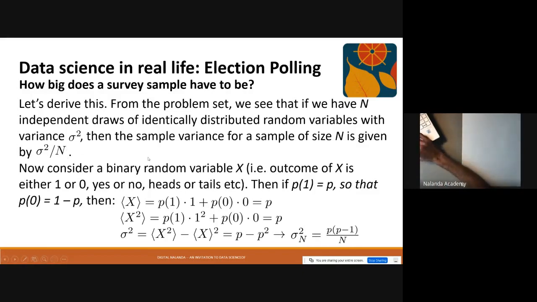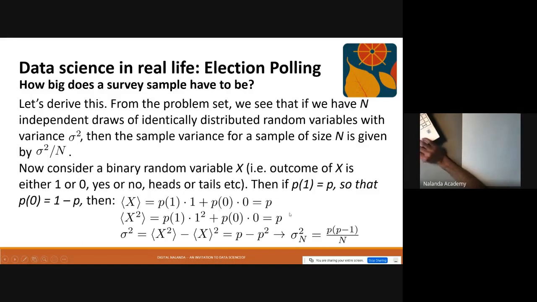So that means that if you're trying to construct, let's say, the average of something, then the more times you sample the thing, the more accurate you're going to get to the actual value of the average. And we will actually do this explicitly in a slide or two for an idealized version of an election poll.